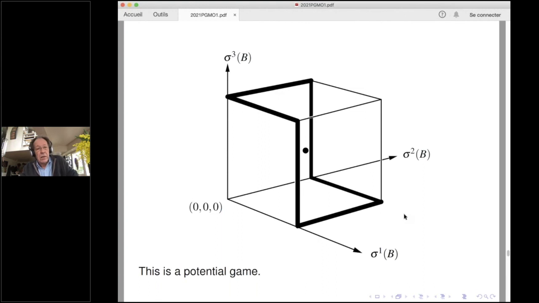So it's a very nice and simple game. And we'll use it to prove the stability of some dynamics.